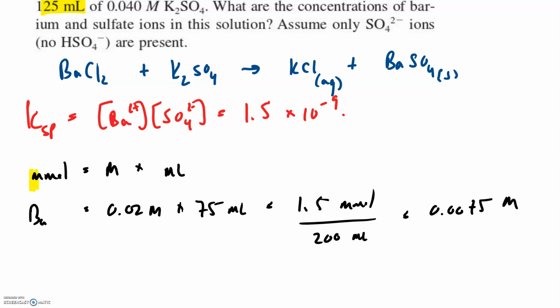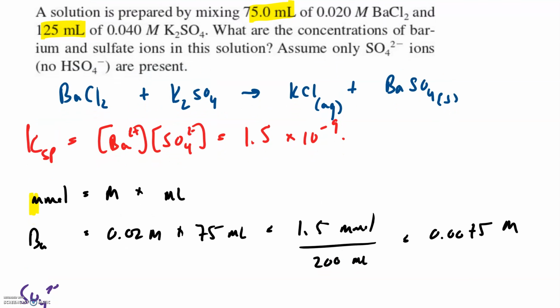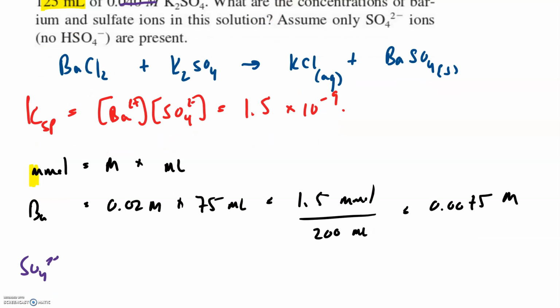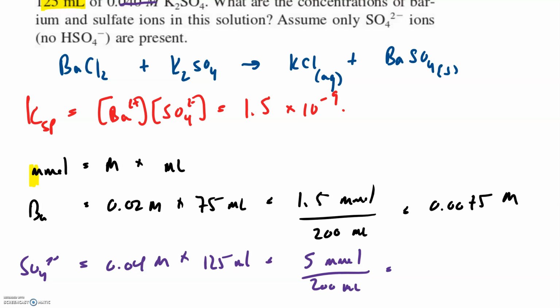And this of course is the barium. Let's do the same thing for the sulfate. We've got 0.04 molar and it's 125 mils, so we'll say 0.04 molar times 125 mils. This is 5 millimoles in what is now 200 milliliters. And this is 0.025 molar.